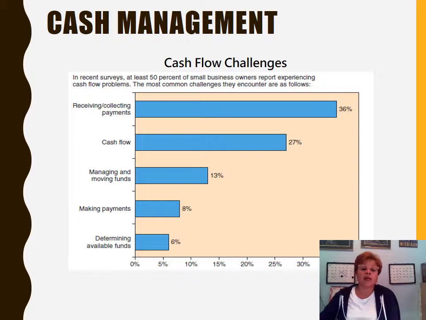And it should be. In recent surveys, at least 50% of small business owners report experiencing cash flow problems of some sort. So what are some of the most common types of challenges they encounter? Receiving or collecting payments. Cash flow ins and outs, when is the cash flow in, when is the cash flow going out. Managing and moving funds. Making payments, so the accounts payable side of the house, and understanding how much cash they really have, right? There are a variety of reasons and ways in which that can be prevented, but these are things that you as the small business owner need to be aware of.